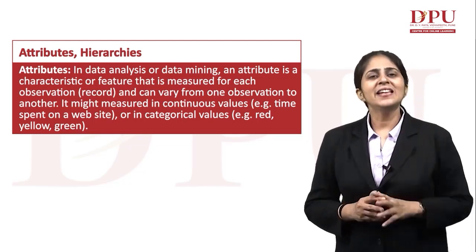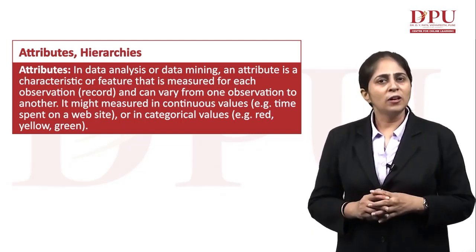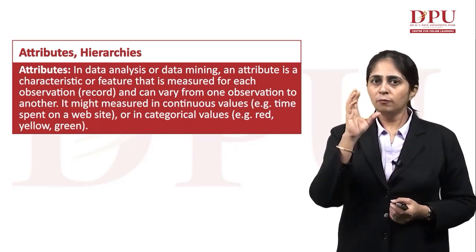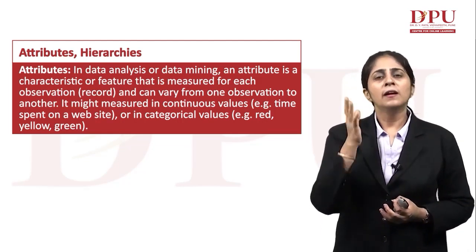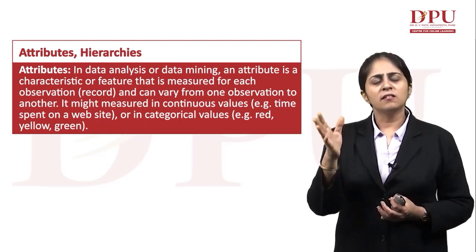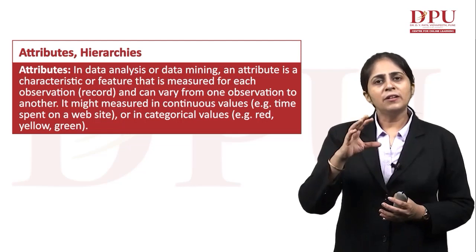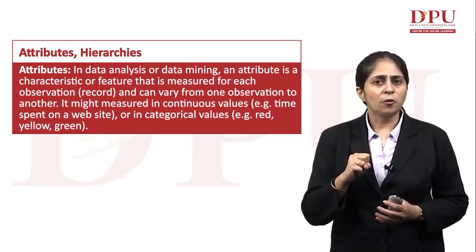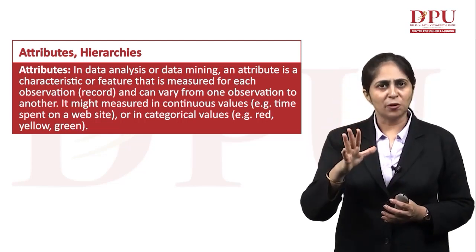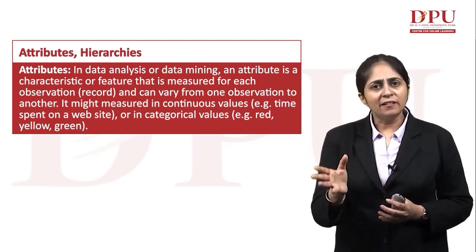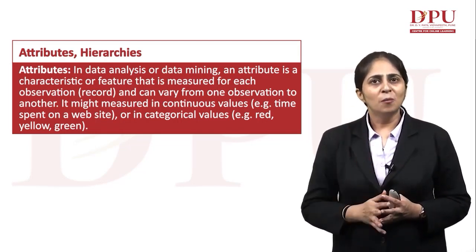If we are analyzing different balls, what attributes can our ball have? We can talk about the color of the ball. Is it red? Is it green? Is it yellow? That is one attribute of the ball. Then we can talk about the size of the ball, whether it is a small, medium or big ball. So these are the attributes that we can use for the analysis of that ball.